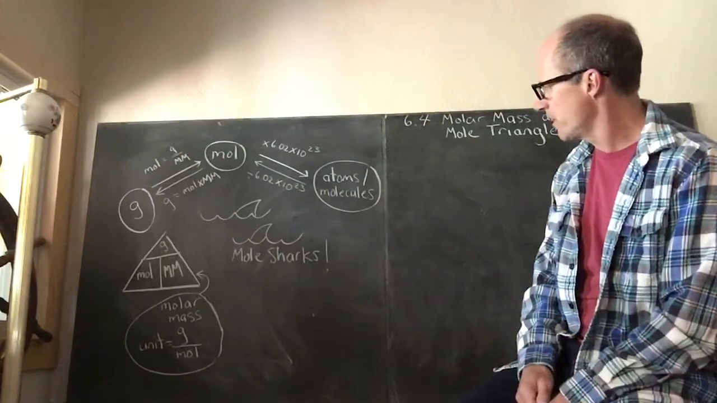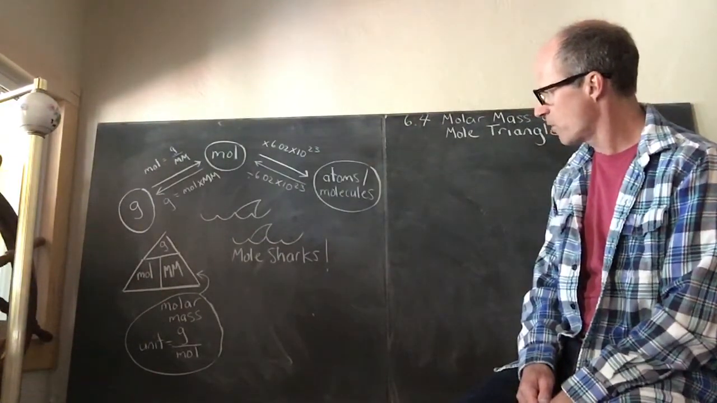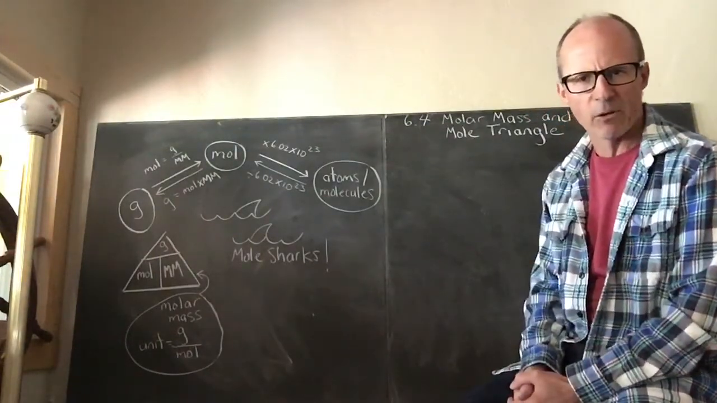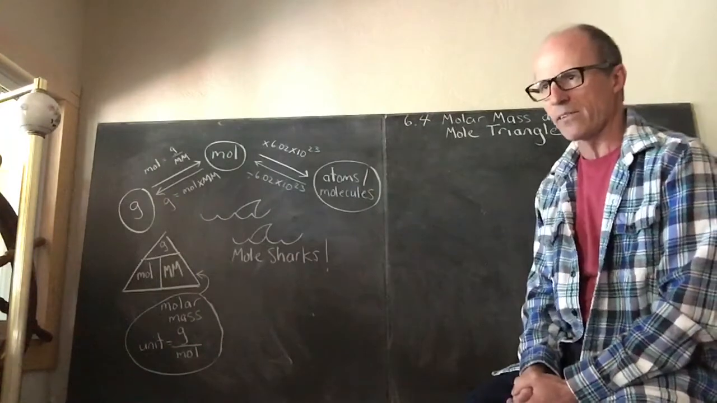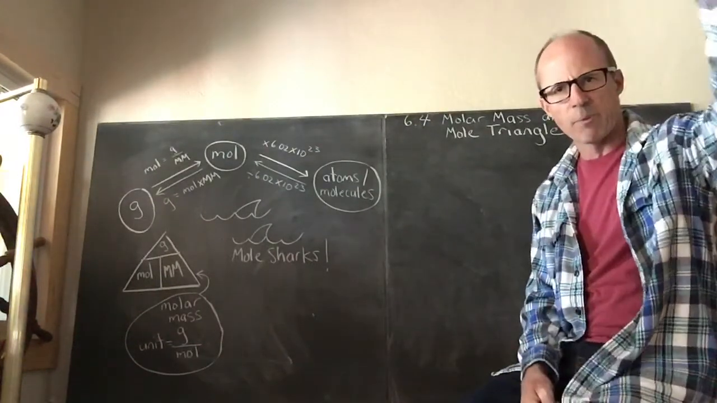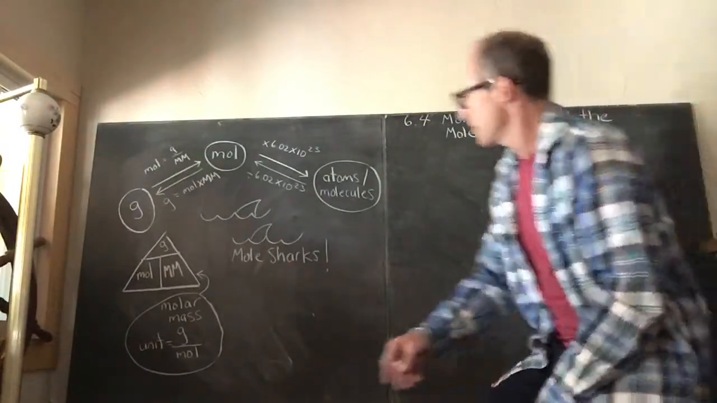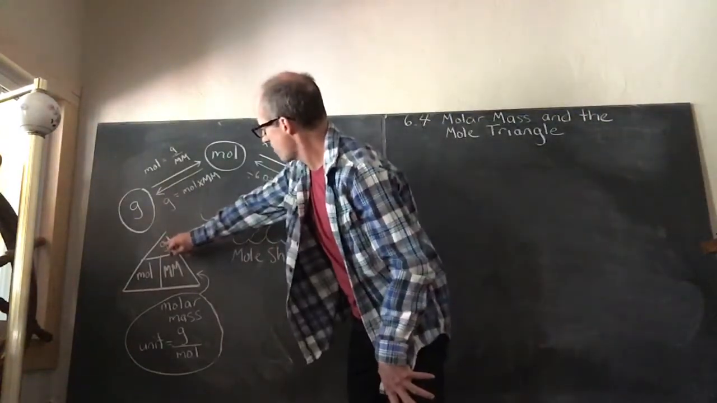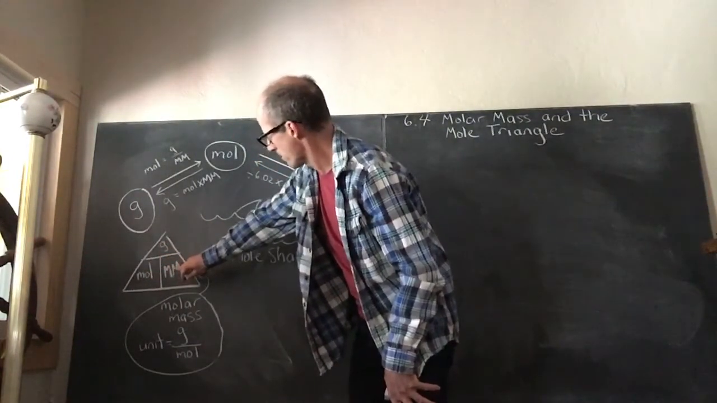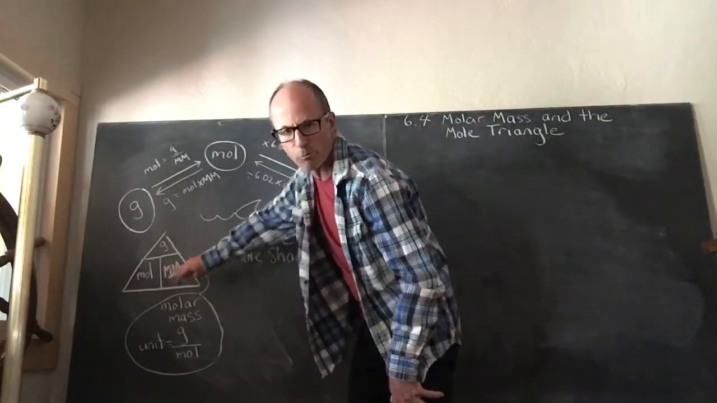What I have included in this picture that I didn't talk about in the second video is the mole triangle. And many of you remember using triangles back in grade 9. The density triangle comes to mind, where you have mass on the top and density and volume on the bottom. In this case, you can see we have grams on the top and we have moles and molar mass on the bottom. And I'm going to talk about molar mass today for the most part.